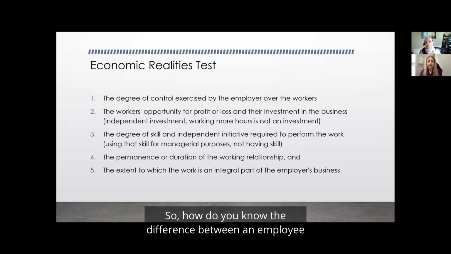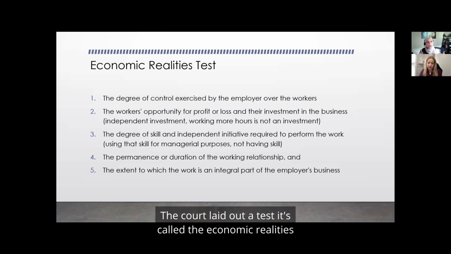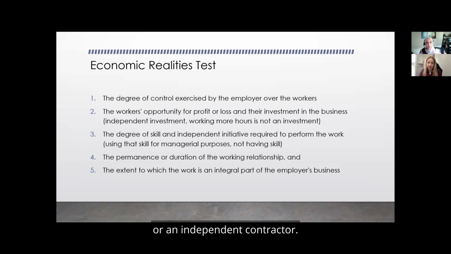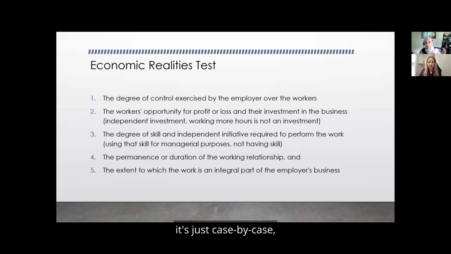So how do you know the difference between an employee or an independent contractor? The court laid out a test. It's called the economic realities test. And it's 5 factors that determine whether a worker is an employee or an independent contractor. So really it is case by case. There's no clear line, and you just have to go over these 5 factors. Each factor is weighed equally. So it's not like factor number 1 is more important than factor number 2. It's all the same. And like I said, it's just case by case, but I'm going to run through them quickly just so you have an idea.